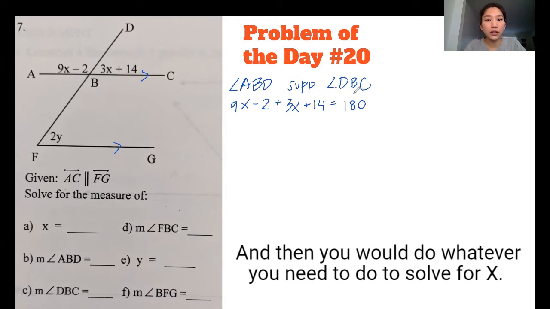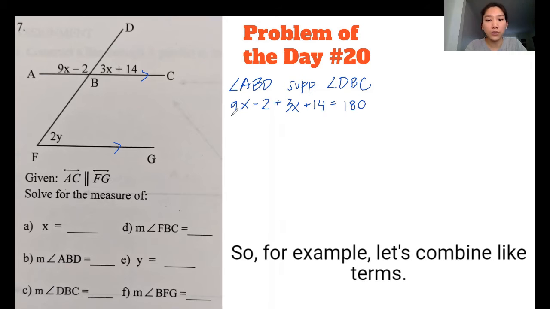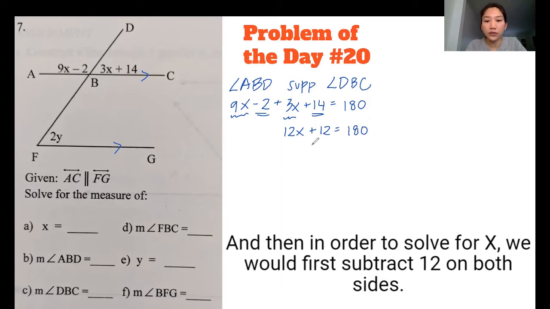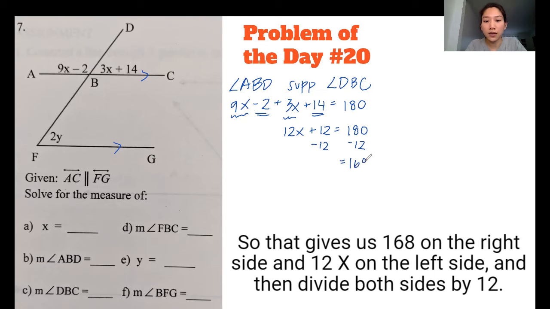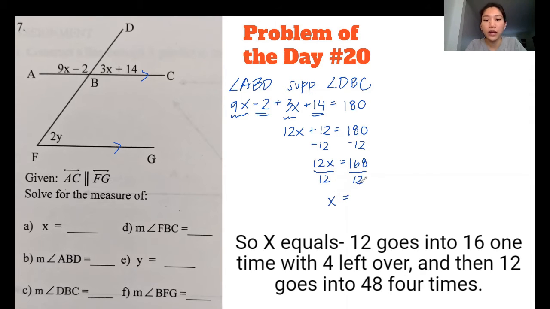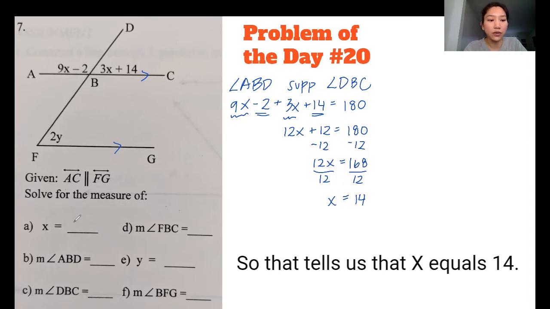And then you would do whatever you need to do to solve for X. Okay, so for example, let's combine like terms. The 9x plus 3x gives us 12x, and the negative 2 and 14 add up to 12, and that still equals 180. And then in order to solve for X, we would first subtract 12 on both sides. So that gives us 168 on the right side and 12x on the left side, and then divide both sides by 12. Okay, so 12 goes into 16 one time with 4 left over, and then 12 goes into 48 4 times. So that tells us that x equals 14.